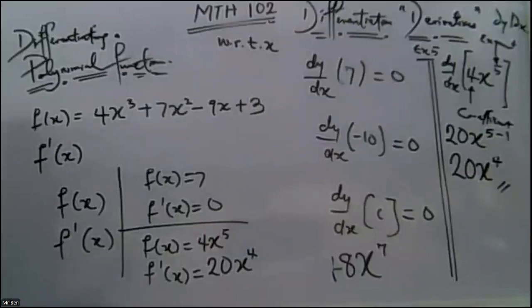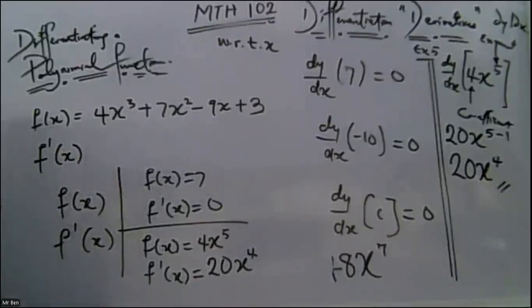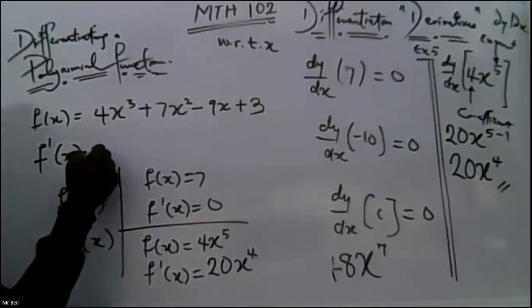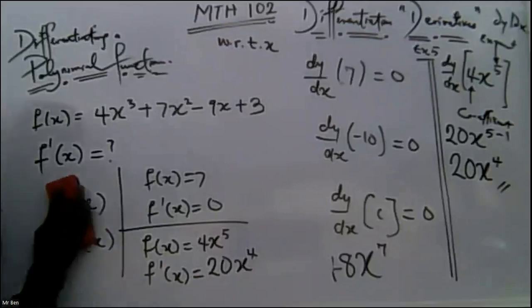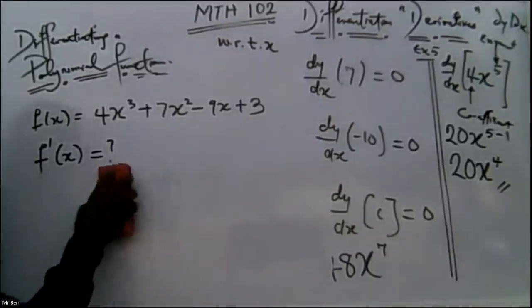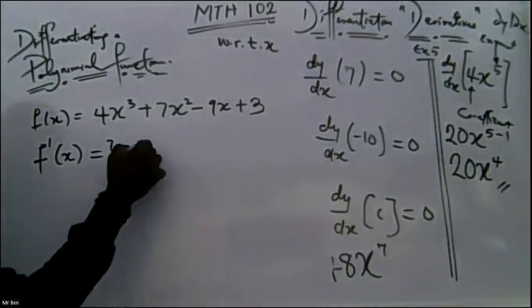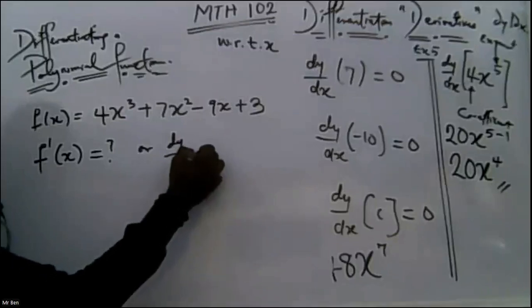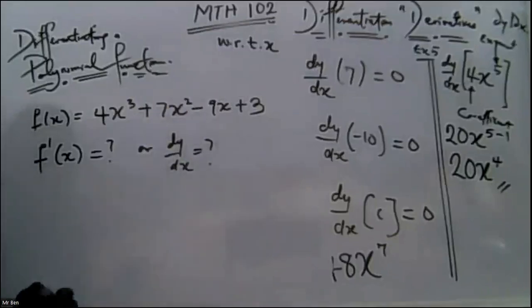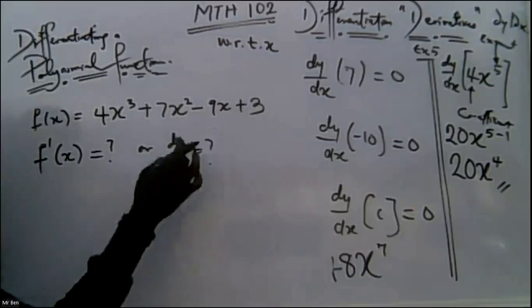Now we are given a polynomial function here, and you want to find the derivative. You can see something like this, this is the question. Or you can also see it like this, dy dx. Or you can see it like this: find the dy dx of this function.